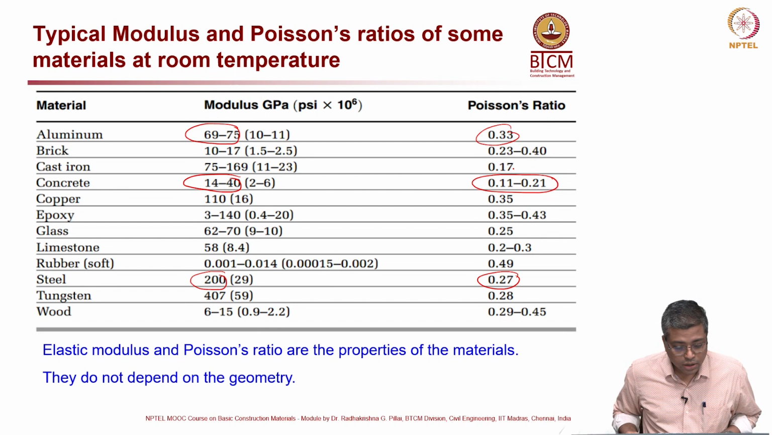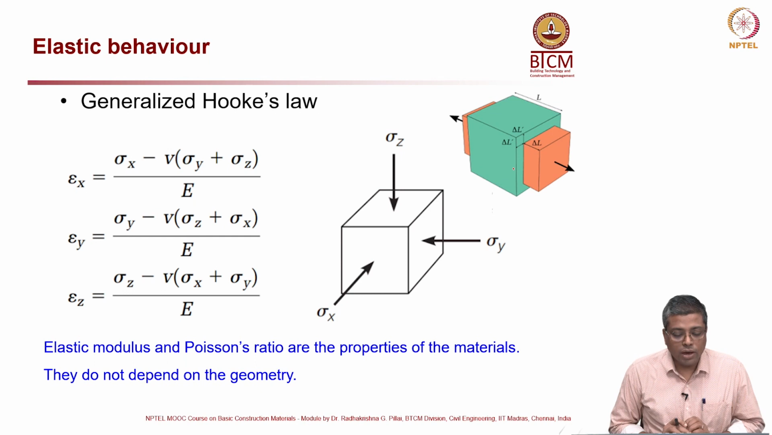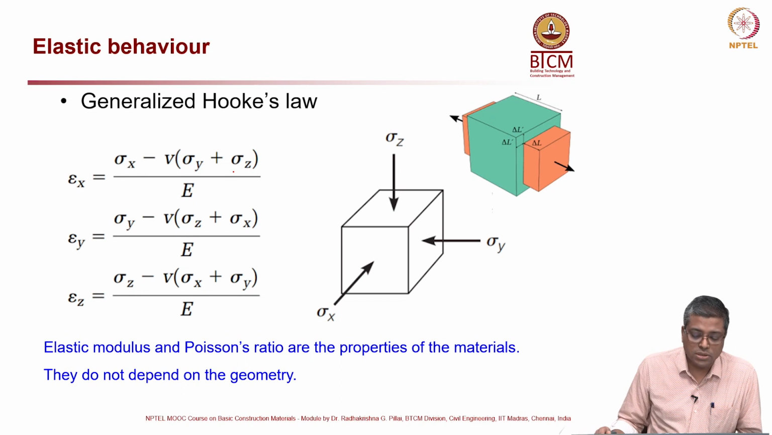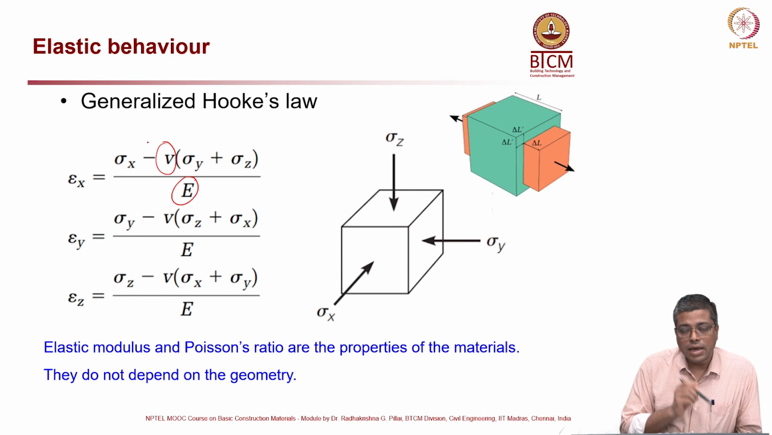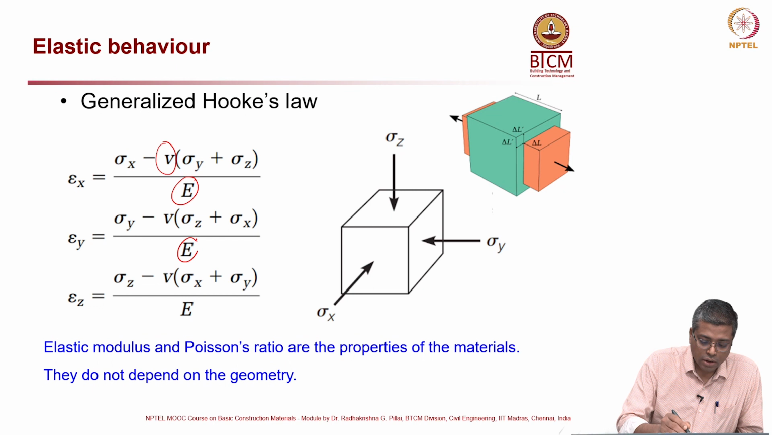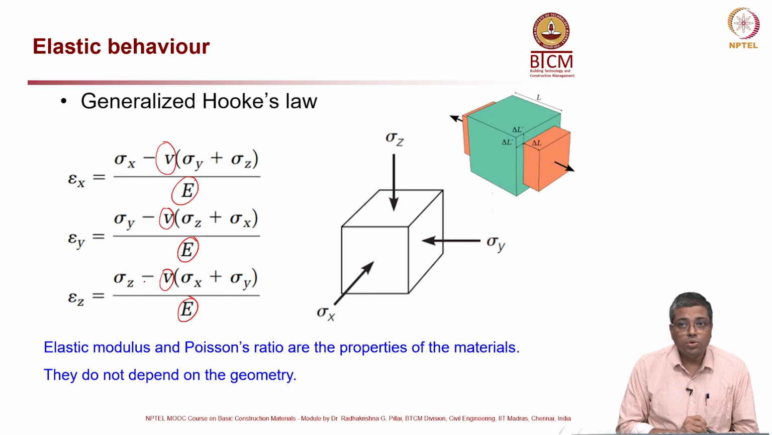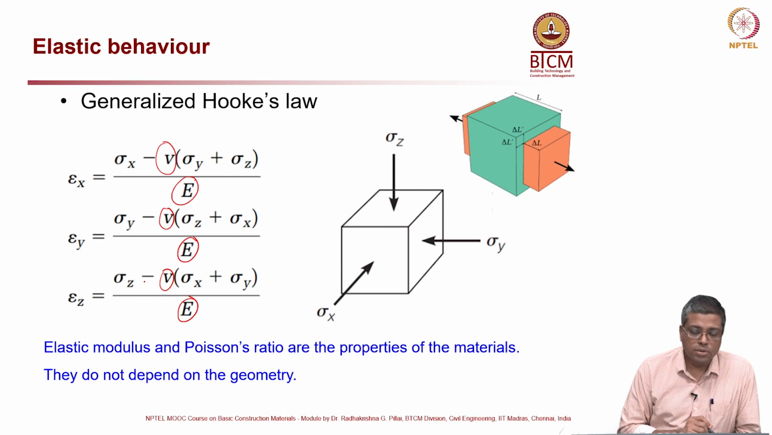And when I say they are material properties, what it means is that they are not dependent on the geometry of the specimen. Now, for elastic behavior, we also have to look at the three-dimensional behavior. There is a generalized Hooke's law, which you can see in these three equations, where only E and Poisson's ratio are material properties. So I can calculate the strain in a particular direction if I know the stress applied in all three directions, irrespective of the shape, using material properties like elastic modulus and Poisson's ratio. That is mainly the idea in this slide.